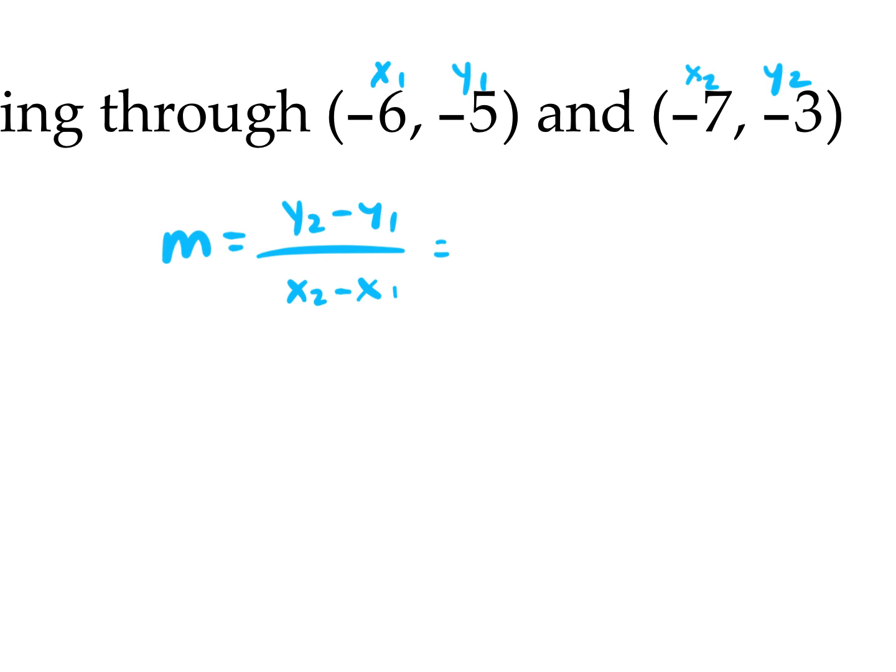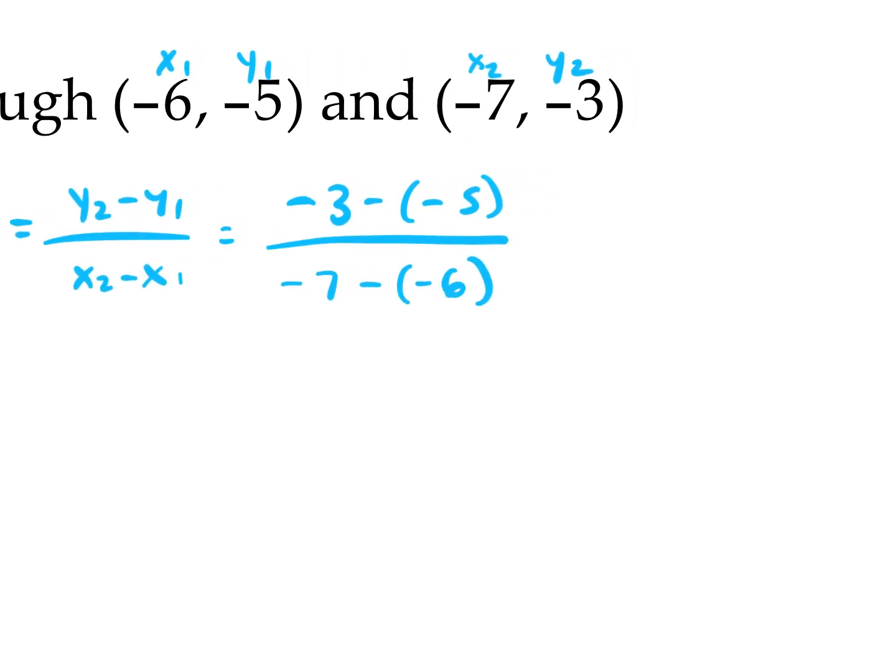So now let's plug it into our slope formula. I have negative 3 minus negative 5 over negative 7 minus negative 6. When we subtract a negative number, it turns into a plus. What is negative 3 plus 5? 2. What's negative 7 plus 6? Negative 1. Can I simplify 2 over negative 1? What does it simplify to? Negative 2.